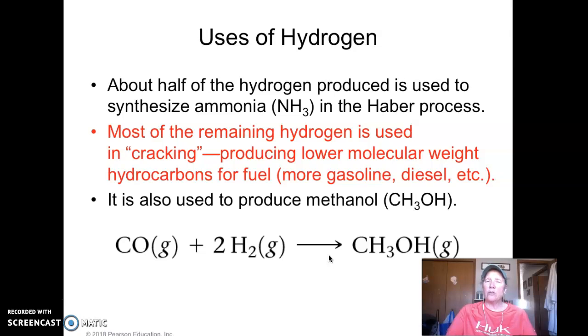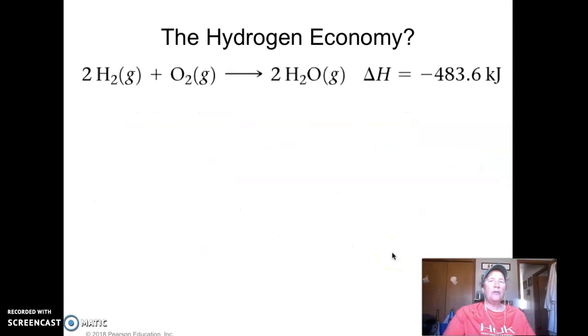Okay. It's also used to produce methanol, which is a low-grade alcohol. And you can see carbon monoxide plus hydrogen gas, and you get methanol, CH3OH. So the hydrogen economy, they called it.